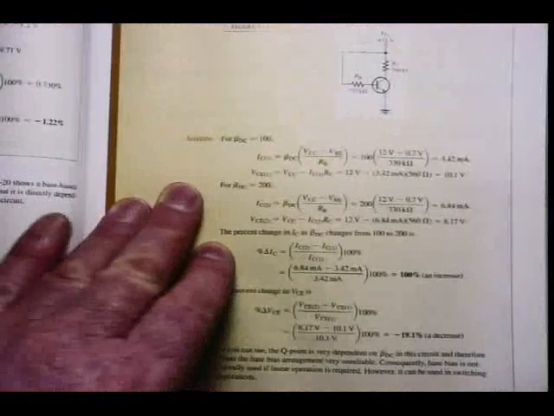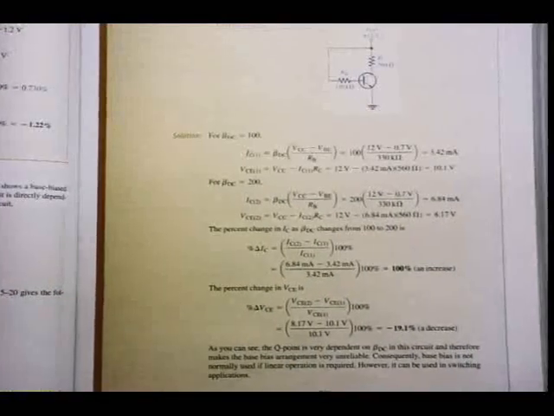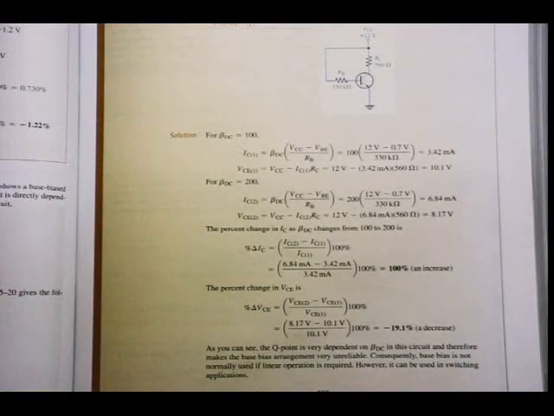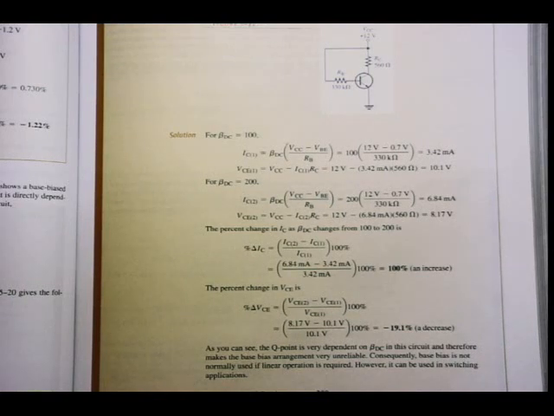Alright, let's have a look at the example on the next page. Example 5.8. Determine how much the Q point, remember, Q point parameters IC and VCE, for the circuit in figure 5.21 will change over a temperature range where beta DC increases from 100 to 200 for whatever reason. You change the transistor or temperature or whatever.